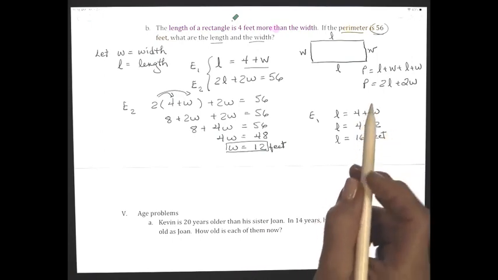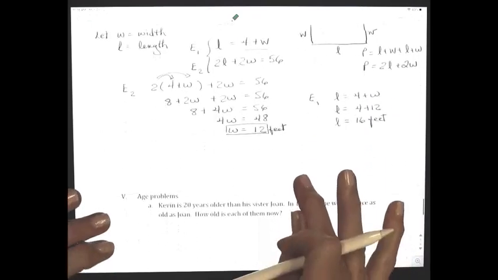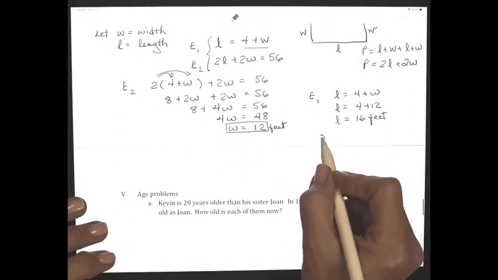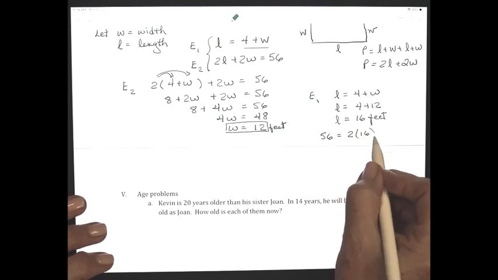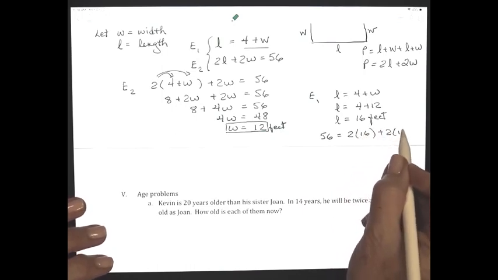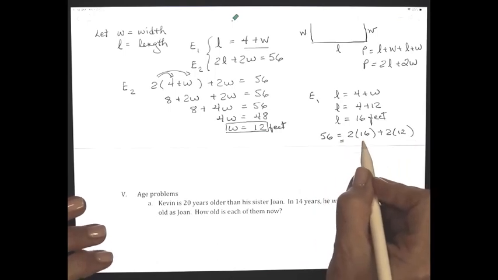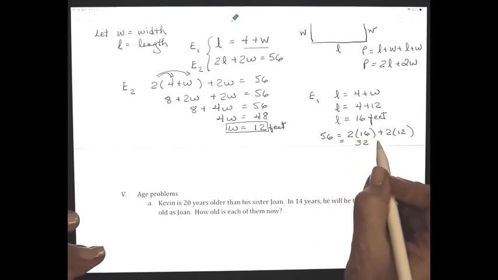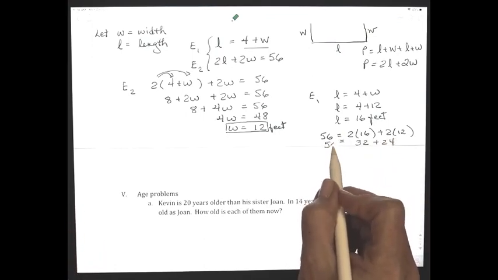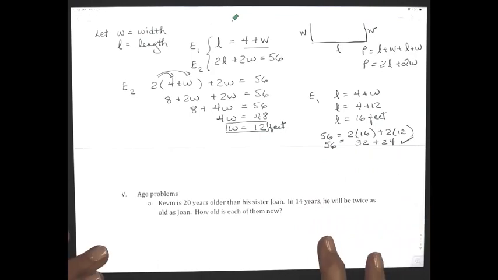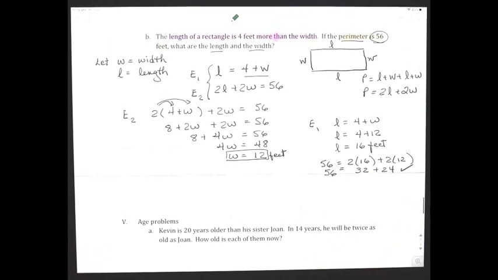And as a quick check, this perimeter is supposed to be 56. So if I do twice the length and twice the width, does that bring me back to 56 for the perimeter? And it does. So a quick way to check it is to go back and substitute into both equations. All right, so that's a good place to stop our work with perimeter and systems of equations.